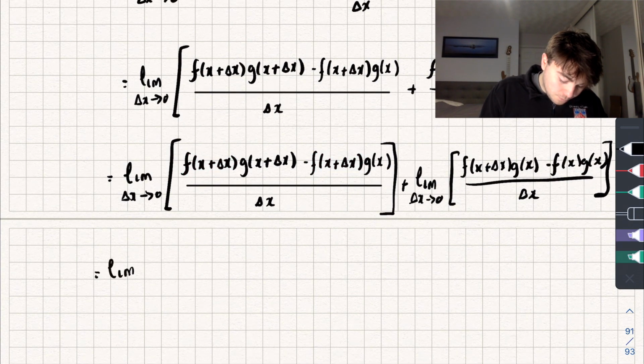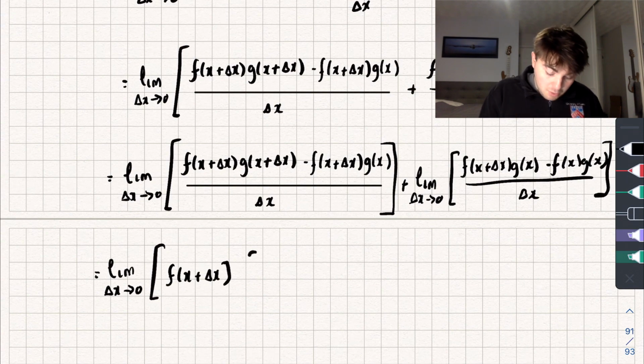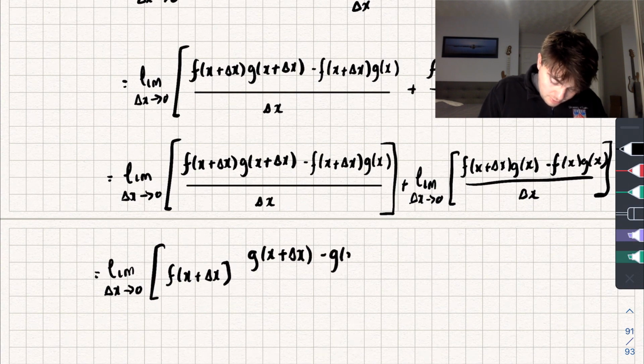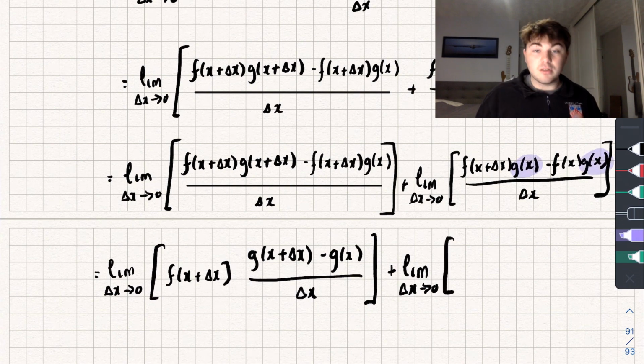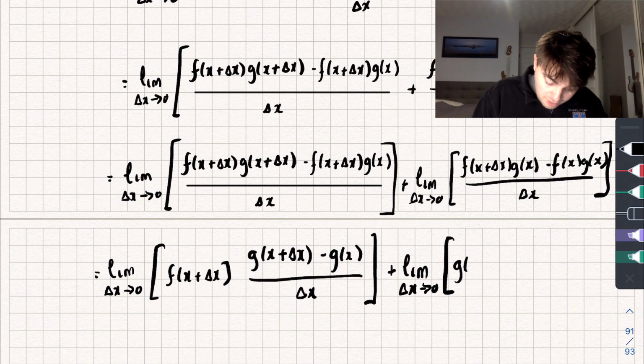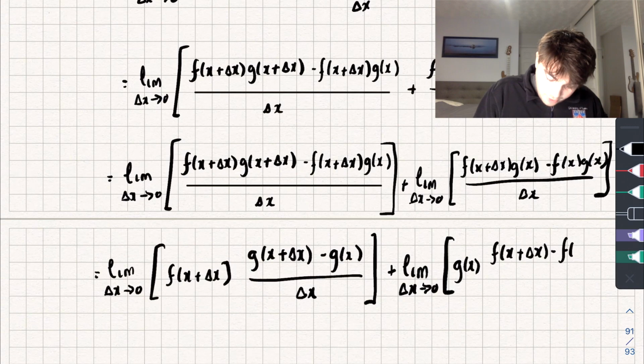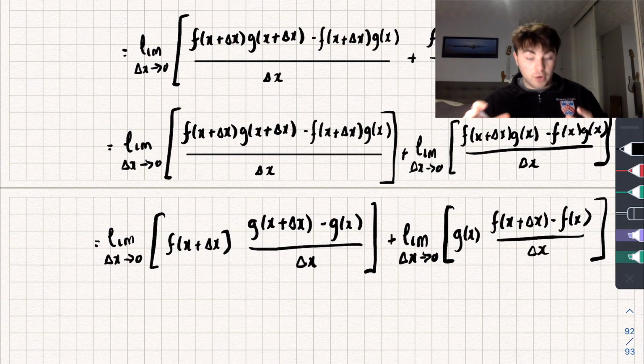We've got the limit as delta x tends to 0 of f of x plus delta x, and because I've factorized it out, it's going to be multiplied by g of x plus delta x minus g of x, all divided by delta x, like so. And in this second limit as delta x tends to 0, I'm going to factorize out this g of x from those two terms. And if we do that, we've got the limit as delta x tends to 0 of g of x multiplied by f of x plus delta x, subtract f of x, all divided by delta x. Okay, and so hopefully you can already see what's going to happen here.